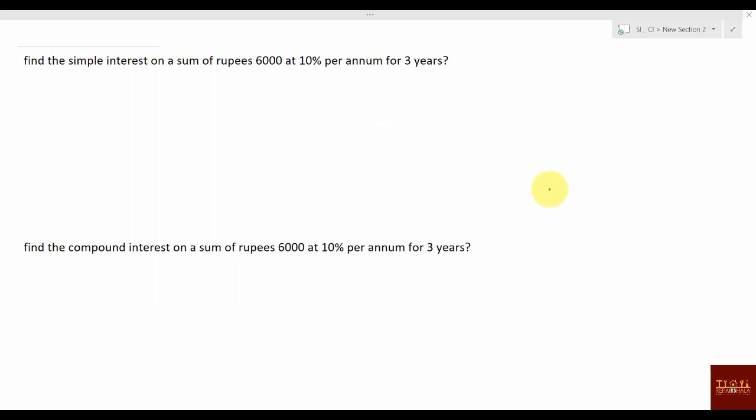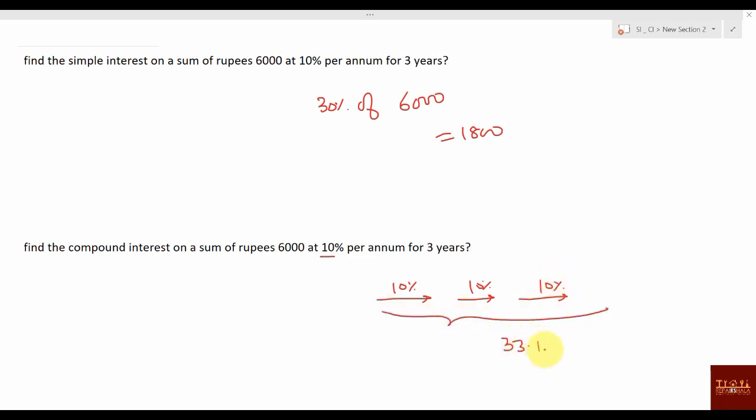This one. Simple interest on the sum of 6,000, 10% per annum for 3 years. 30% of 6,000, that is 1,800. Now compound interest again, 10% for 3 years. 10% for 3 years means what? 10%, 10% and 10%, or you can say that is 33.1%. So 33.1% of what? 6,000. Can't you get the answer?